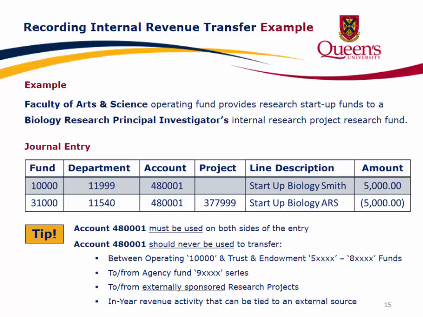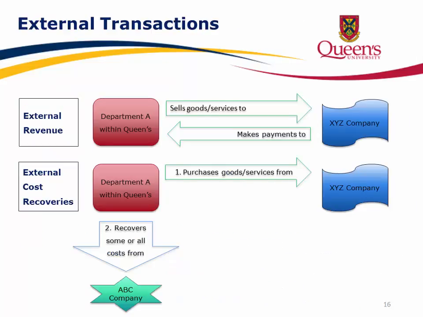Some important tips to remember when processing internal revenue transfers. Account 480001 must be used on both sides of the entry. Account 480001 should never be used to transfer to or from agency funds, the 9000 series, to or from externally sponsored research projects, and should never be used to transfer in-year revenue activity that could be tied to an external source. External transactions include external revenue, defined as revenue received from a source external to the university.